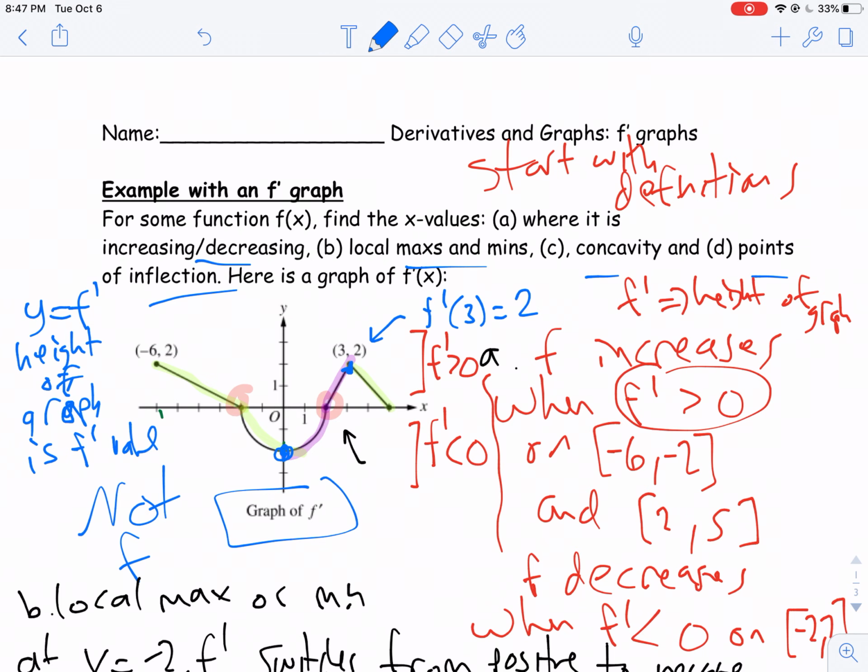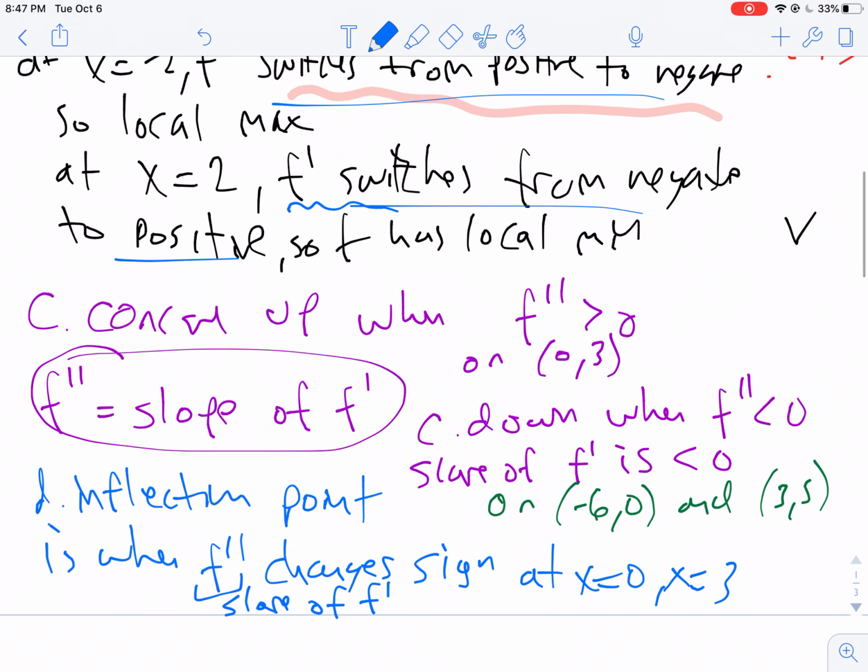Okay, so that's how you want to do these problems. Again, write the definition. What does concave down mean? What does an inflection point mean? And then think about where you get that information from: the graph or the equation or the table or whatever's given, and that should help you out.